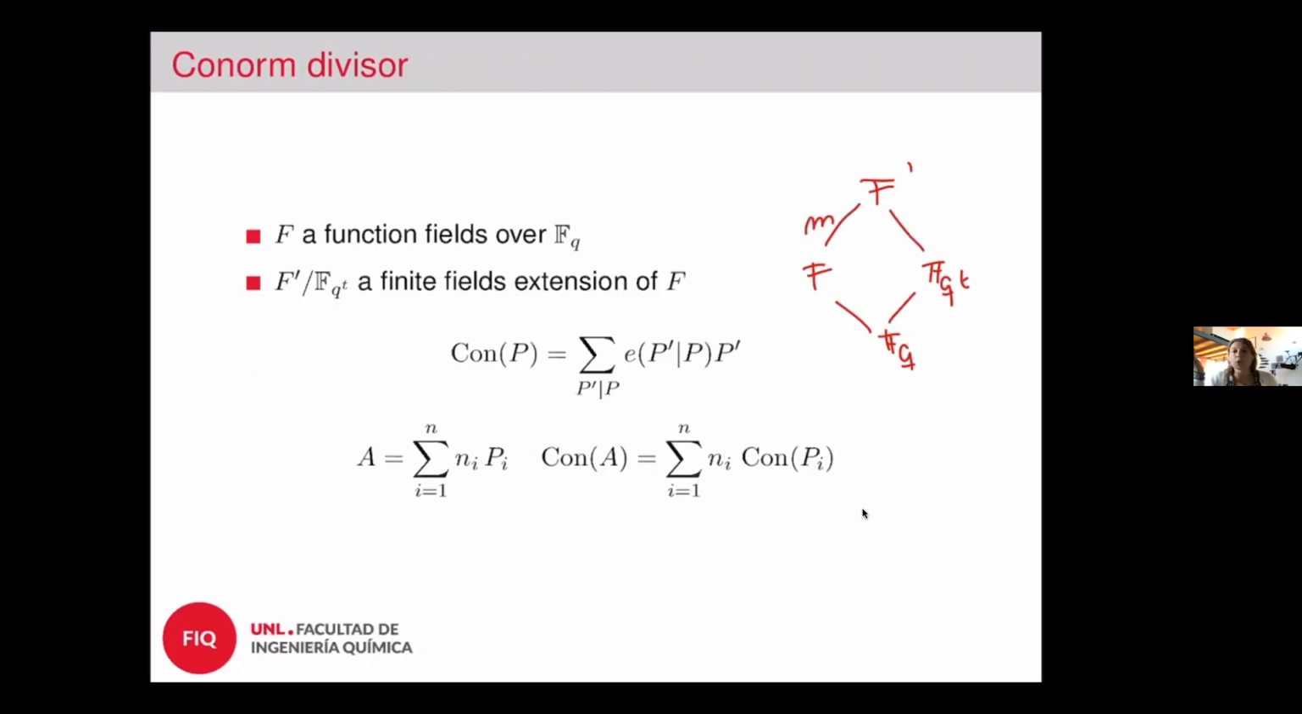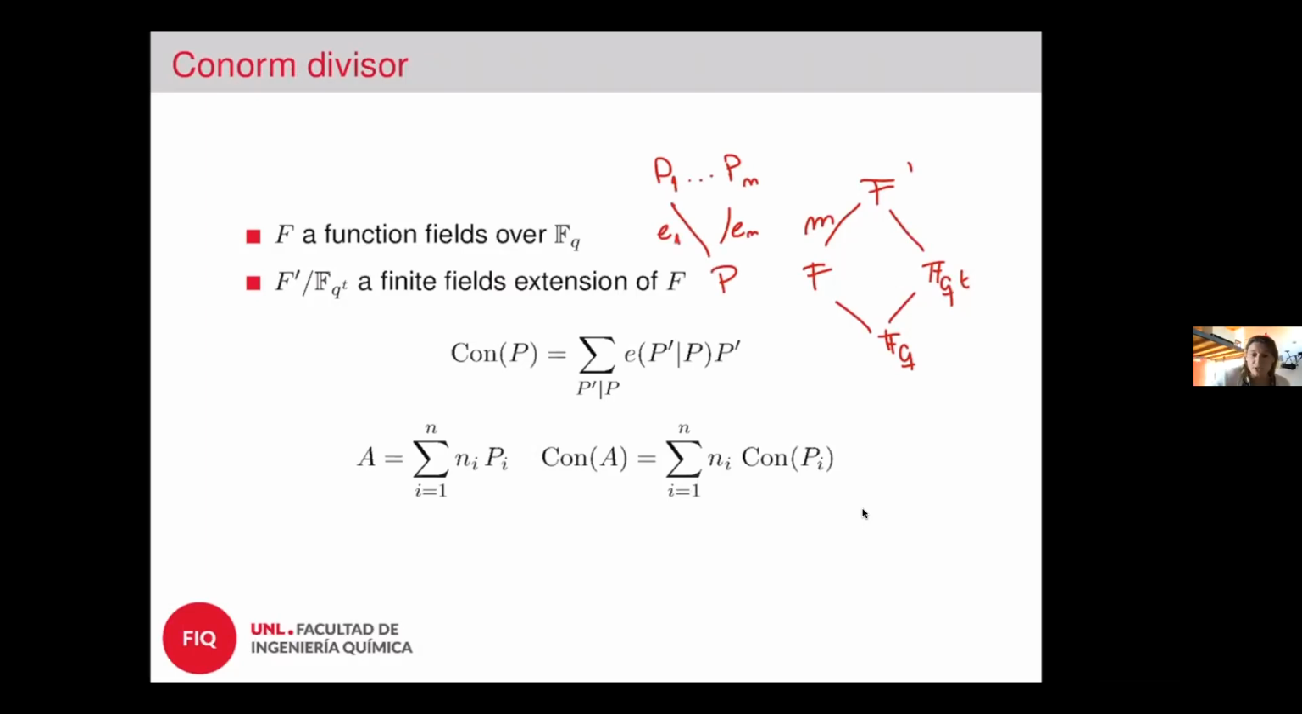We are going to use the conorm divisor, which is: if I have a place P here and I have all the places in F' that are over P, then the conorm divisor of that place P is the sum of all of these places in the extension F' multiplied by the ramification indexes.